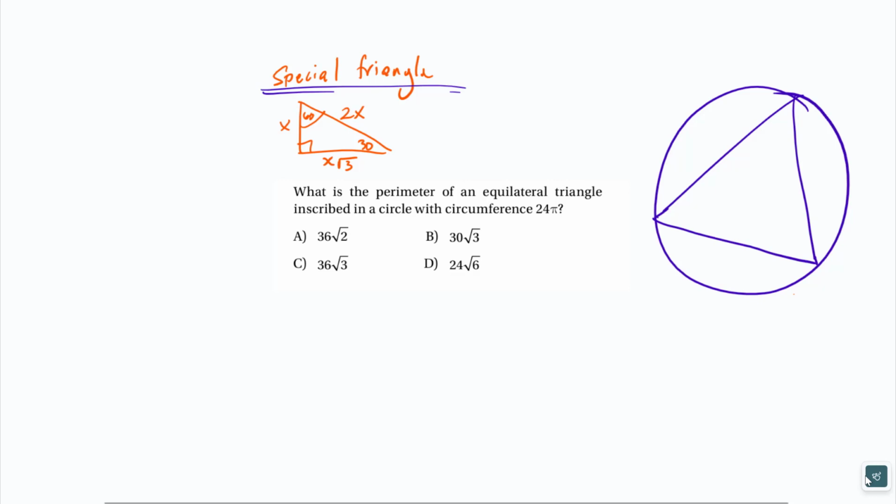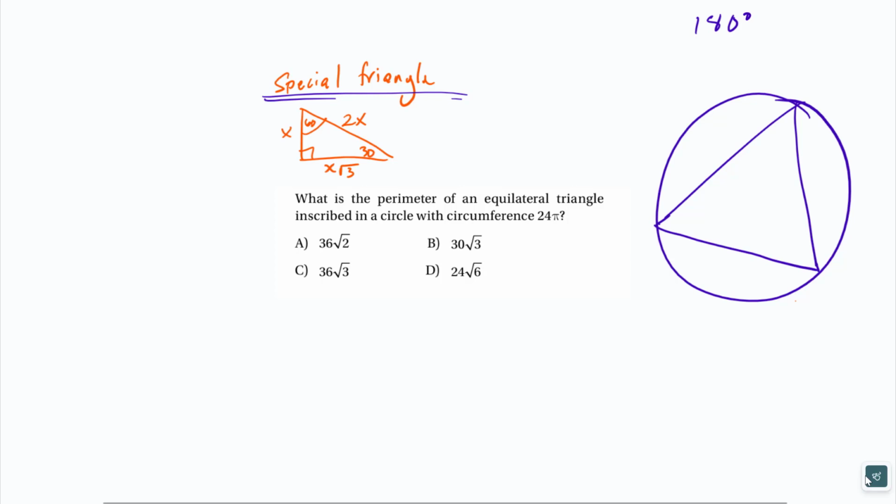Now, what I'm going to simply do here is bisect these angles. If this is equilateral, I know that the sum of angles within the triangle is 180 degrees. So if it's equilateral, all three angles within this triangle are going to be 60. So I can put 60 here, 60 there, and this is going to be 60 as well.